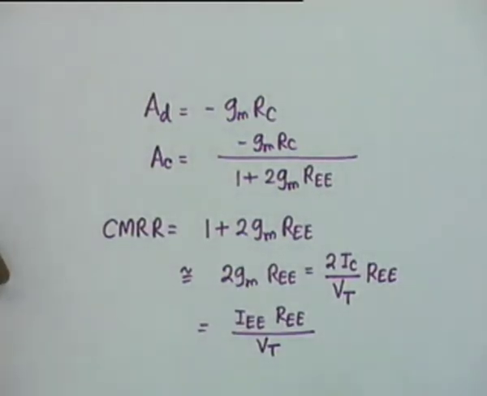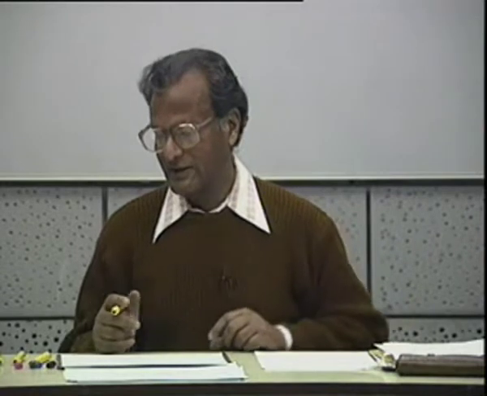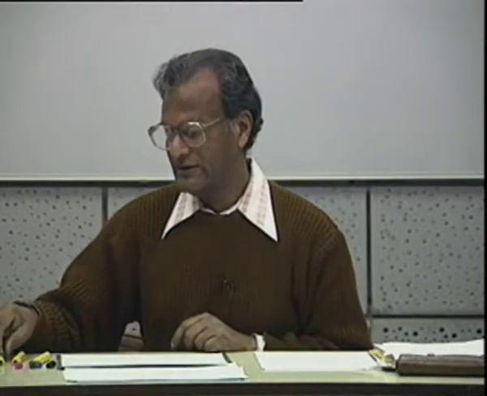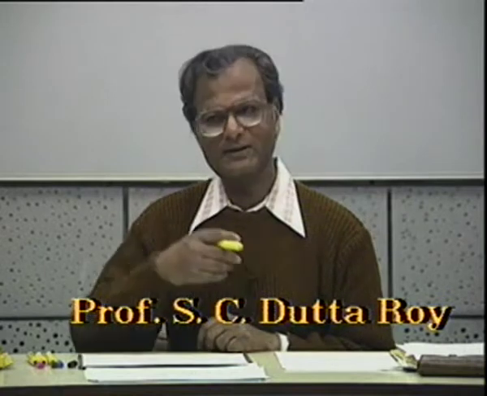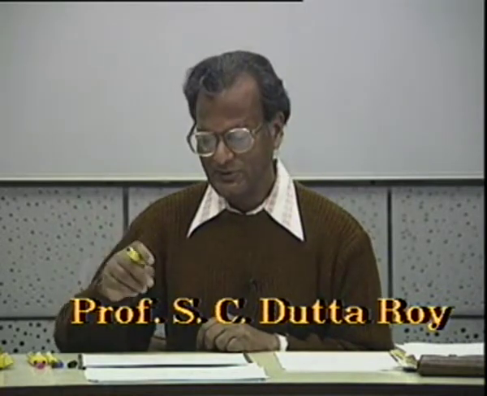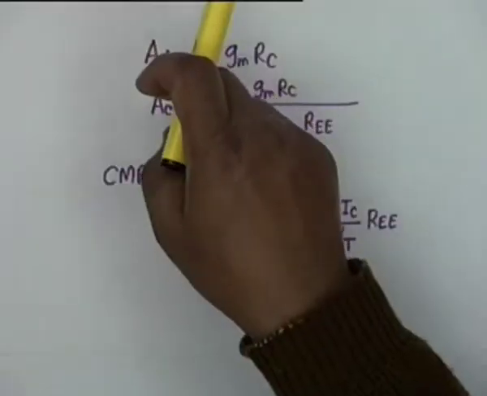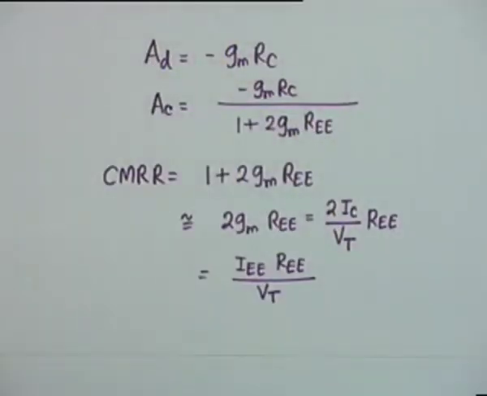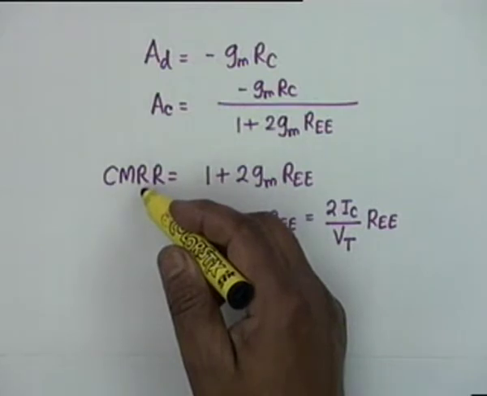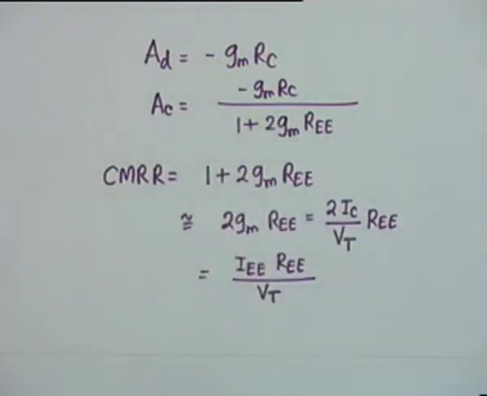Now, our purpose in a differential mode amplifier is to make the signal to noise ratio at the output as large as possible. Is there any question on this? To make the signal to noise ratio at the output as large as possible, we wanted A sub C to be equal to 0, and we wanted A sub D to be as large as possible. In other words, we want to increase CMRR to as large a value as possible.